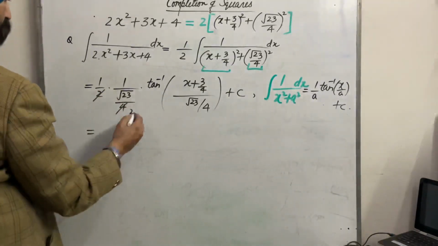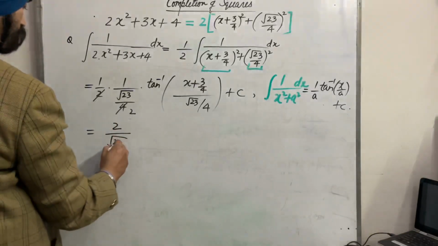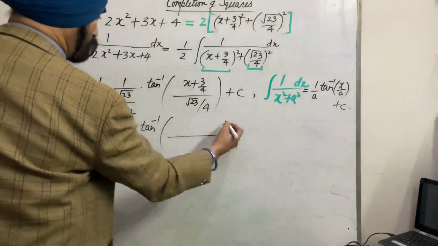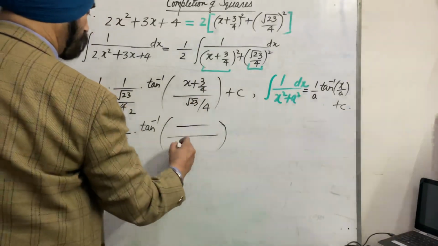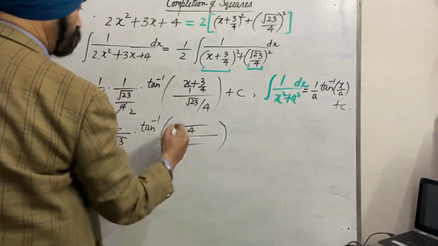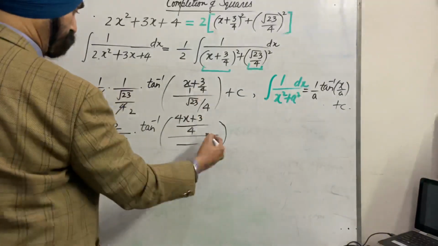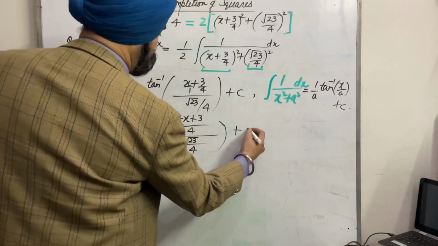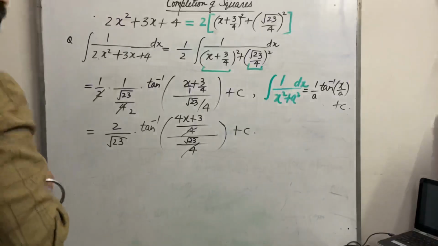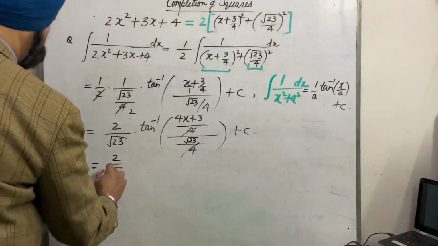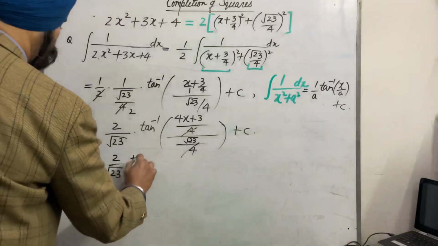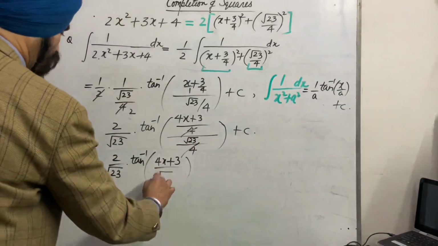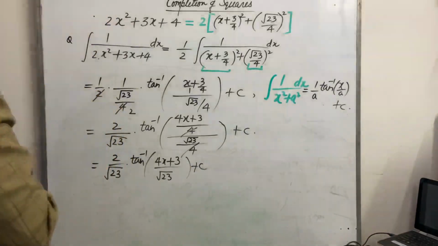Now we can simplify the constants. 2 fours are 8, no, 2 into 4 gives 4 in the denominator, which we can take to the numerator. We get 2 divided by root 23 tan inverse. We can go for simplification at this level. For the numerator, the LCM comes out as 4, so what we get here is 4x plus 3 divided by 4, and for the denominator, we already have root 23 divided by 4, plus c. This 4 and this 4 can be cancelled out, and we can write 2 by root 23 multiplied by tan inverse of 4x plus 3 upon square root of 23, plus c, as our final answer.